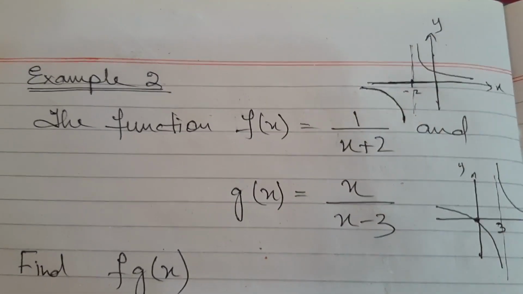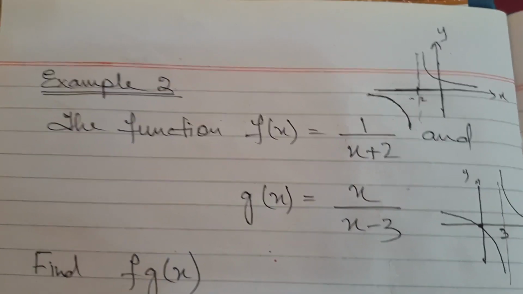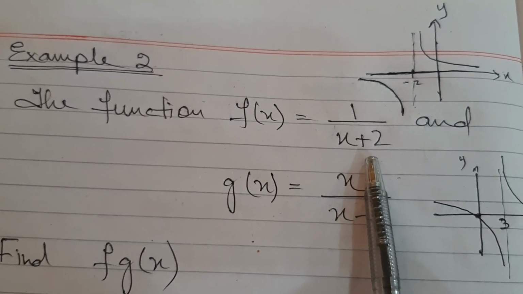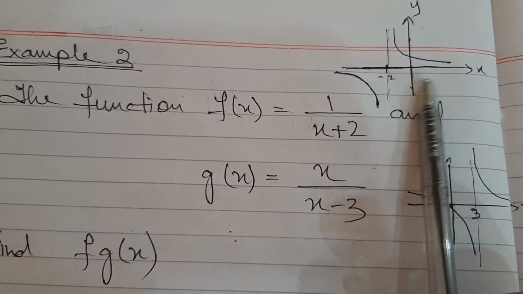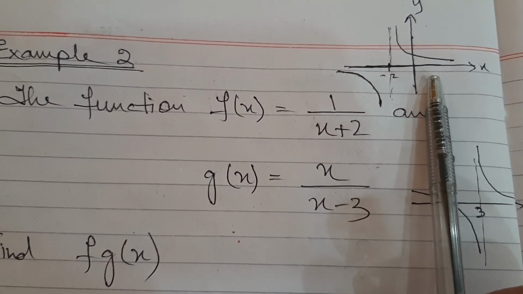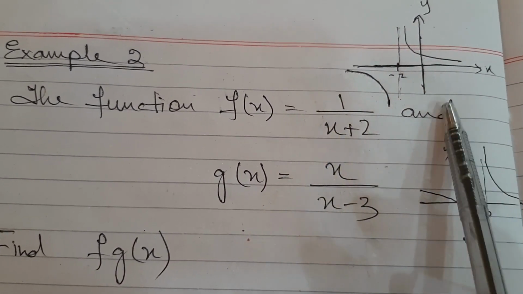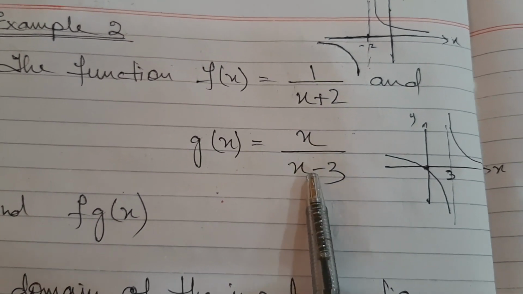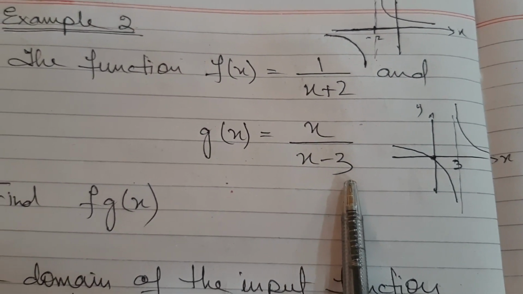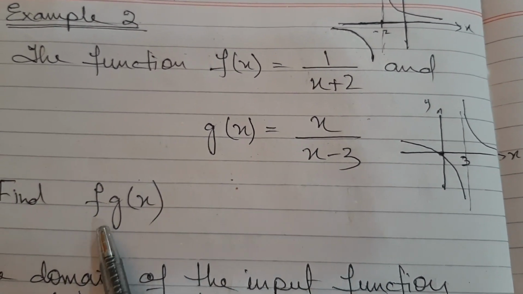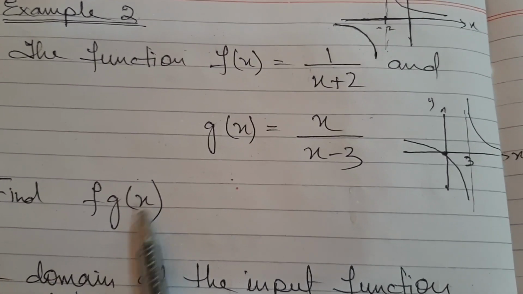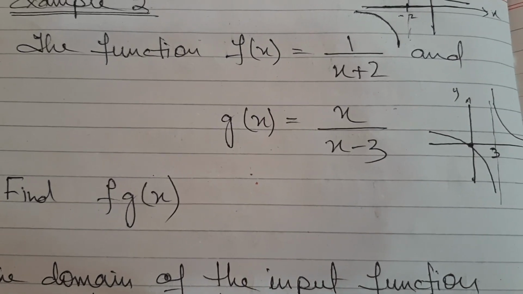Now in this example, the two functions f(x) and g(x) are these. f of x is 1 divided by x plus 2. I have shown the graph here for you. Sketch it, because I just told you visualizing mathematics is always better for understanding. And g of x is x divided by x minus 3. And we have to find f of g of x, and then find the domain and range of the composite function.